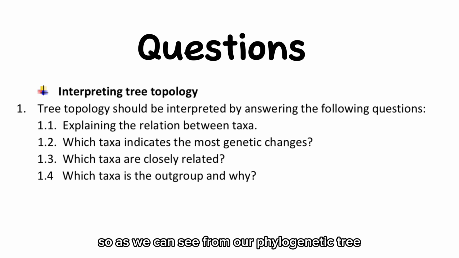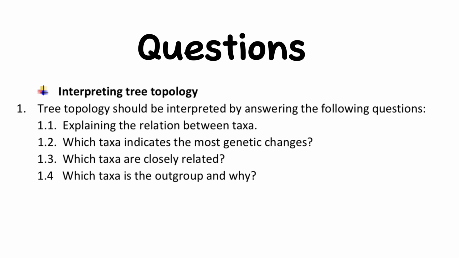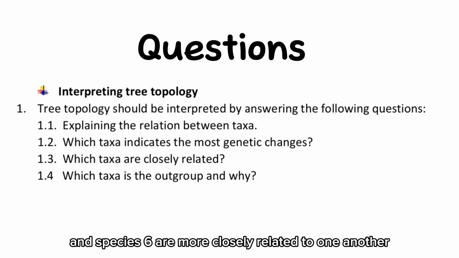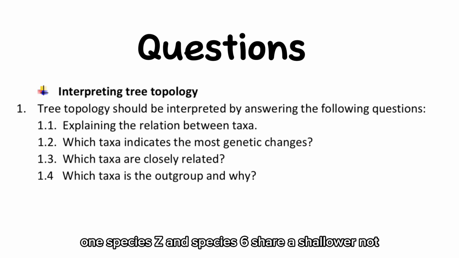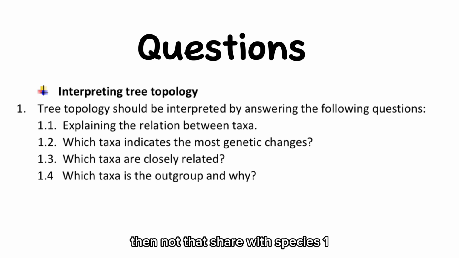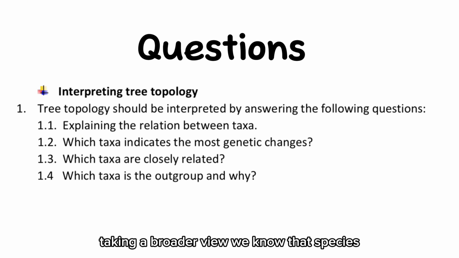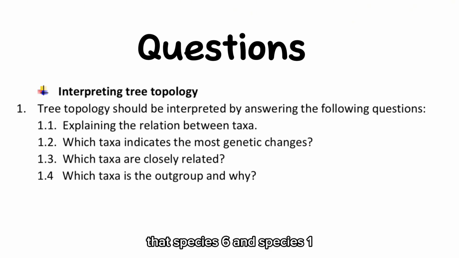So as we can see from our phylogenetic tree, species Z and species 6 are more closely related to one another than either is to species 1. Species Z and species 6 share a shallower node than the node they share with species 1. Taking a broader view, we know that species Z, species 6 and species 1 are more closely related to each other than to species 8 and species 15.